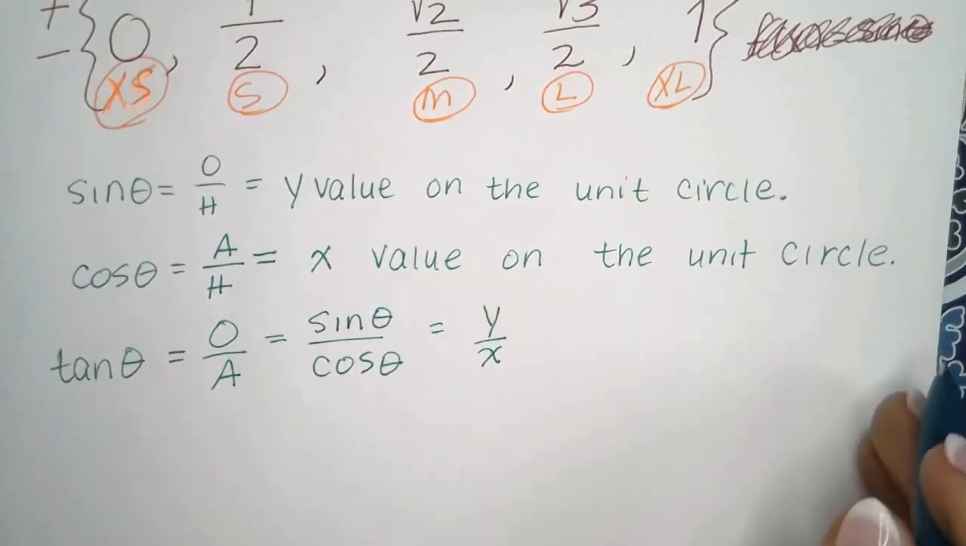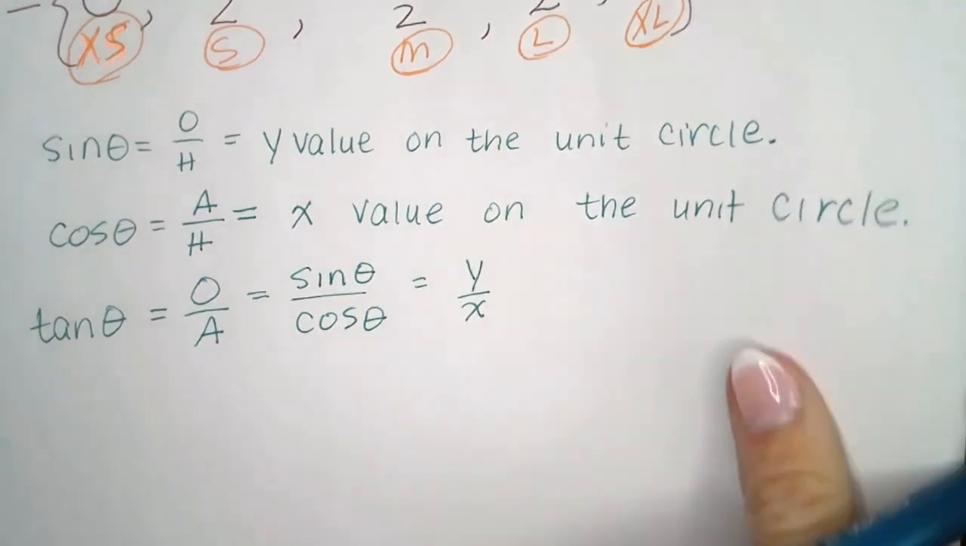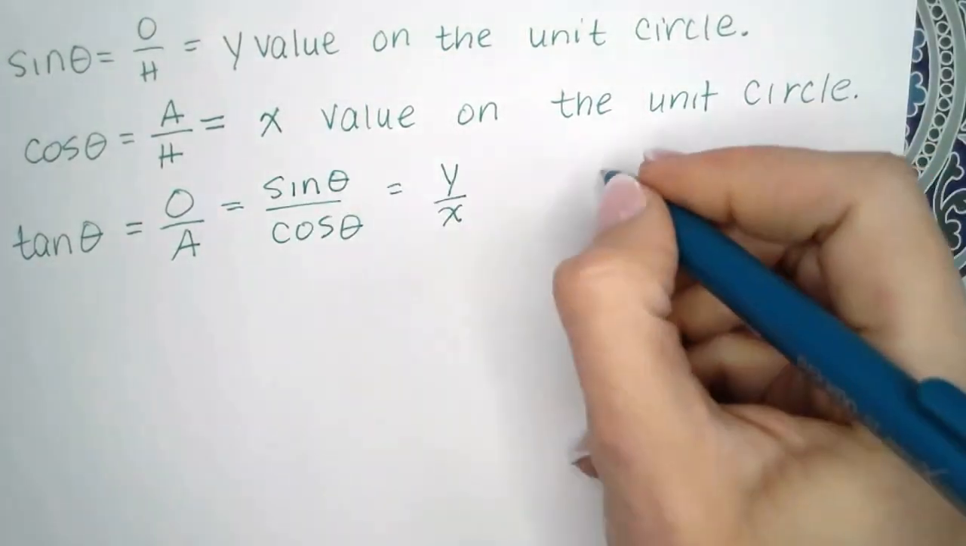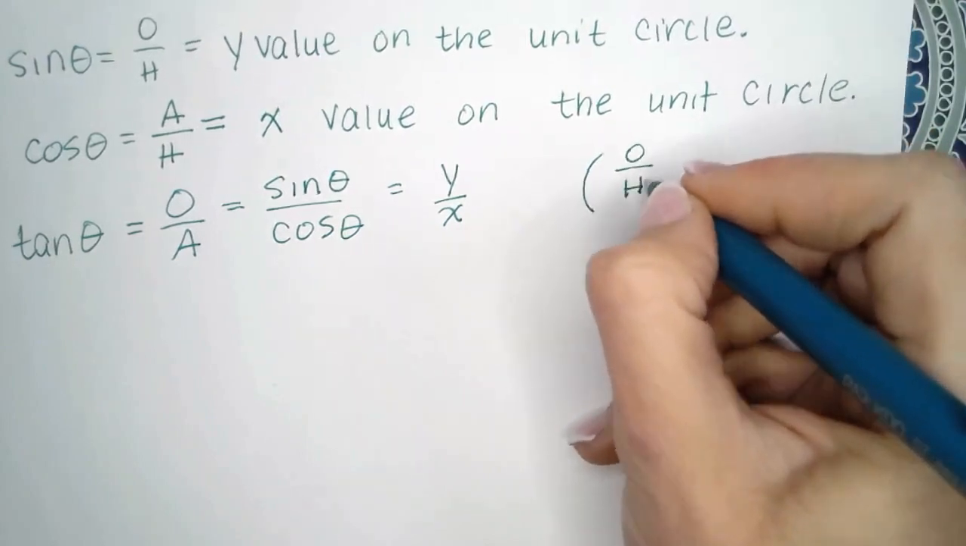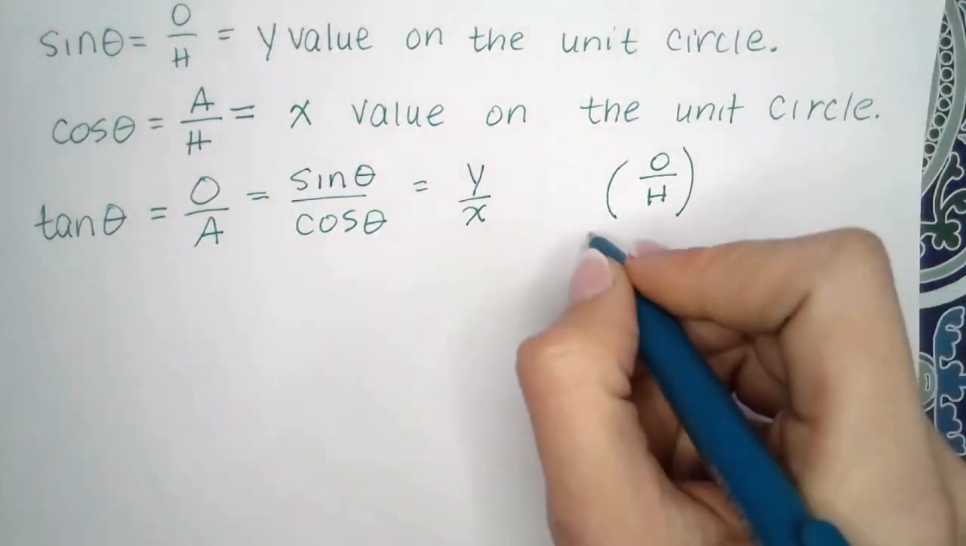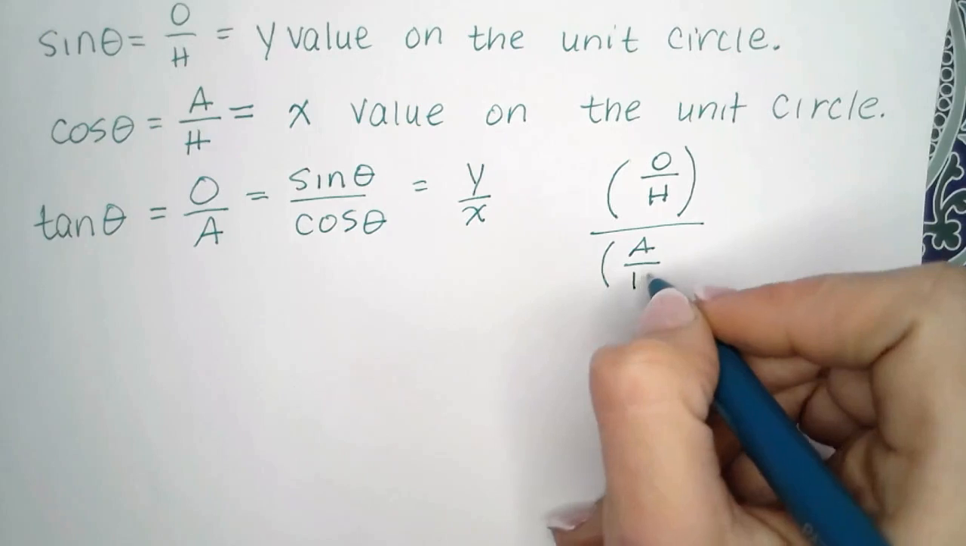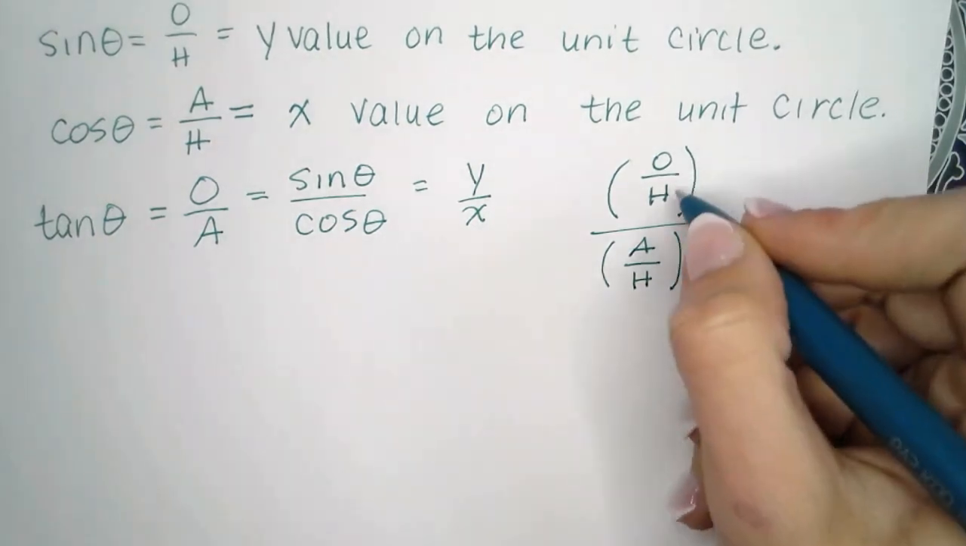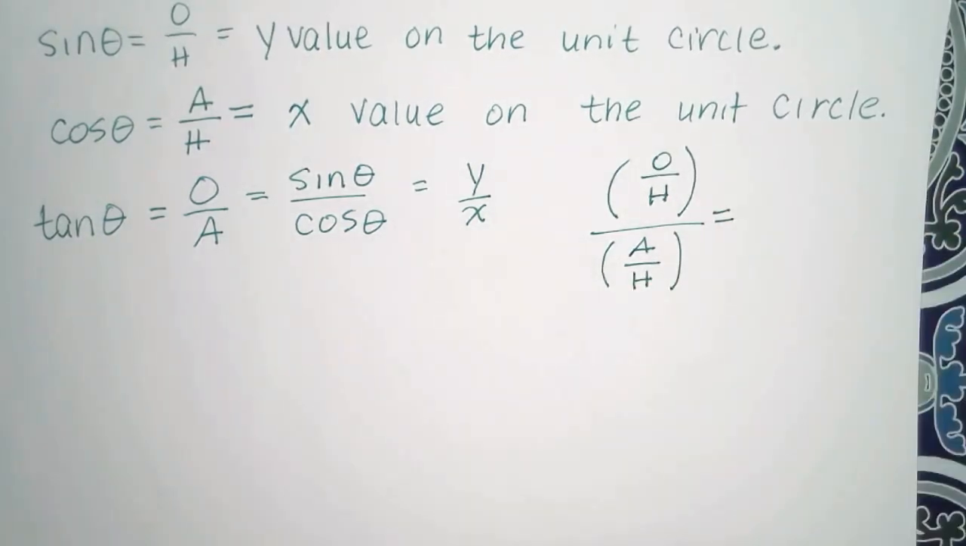Now, if I wanted to do a little side extension on that, another thing that you could think of is sine is really opposite over hypotenuse, right? And cosine is really adjacent over hypotenuse. When you divide a fraction by a fraction, what are you really doing?